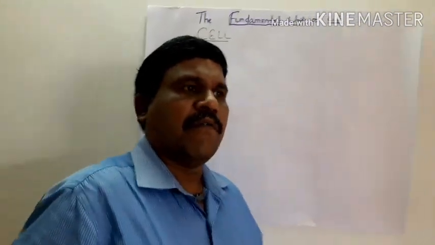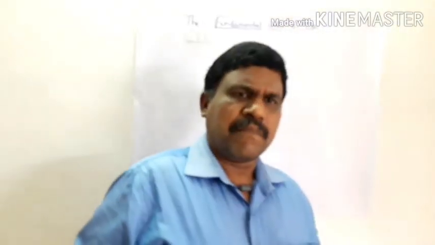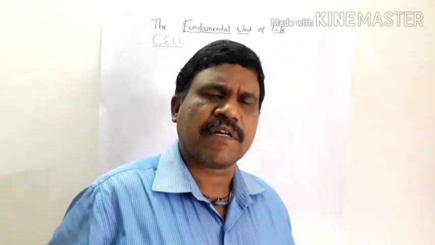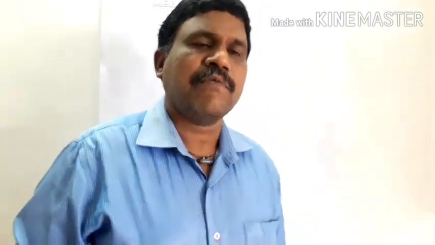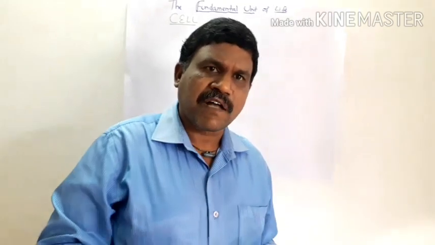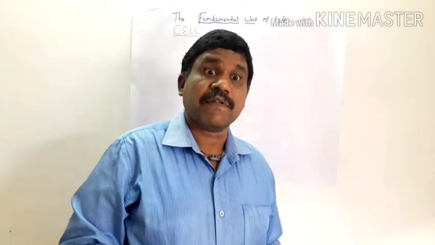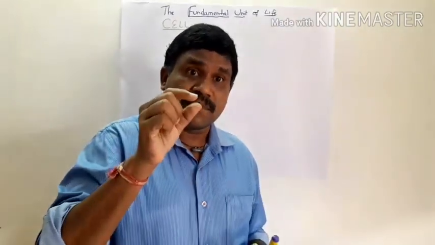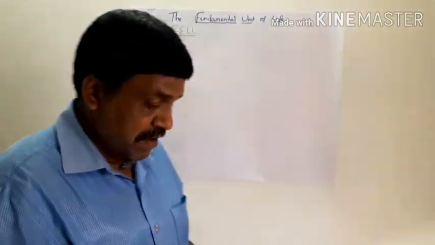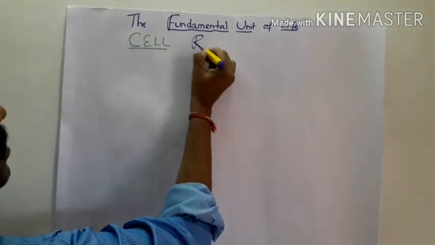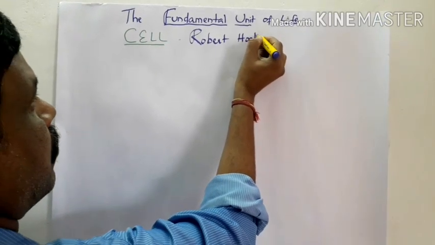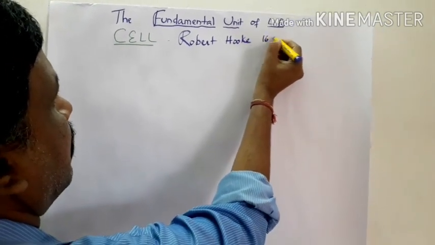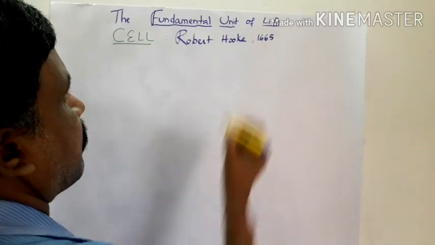Now let's see who the pioneers are who were responsible for giving the word cell. You all have names. Who would have given the name? Maybe your father or your grandparents gave the name for you. Just like that, the name cell, for this very basic unit, was given by the biologist Robert Hooke, in the year 1665.